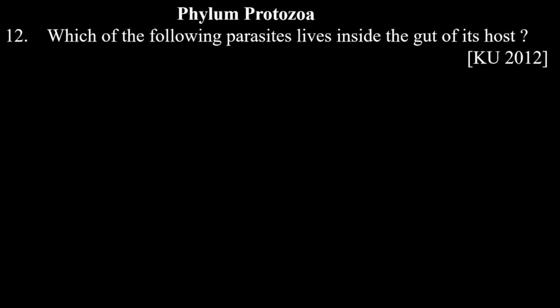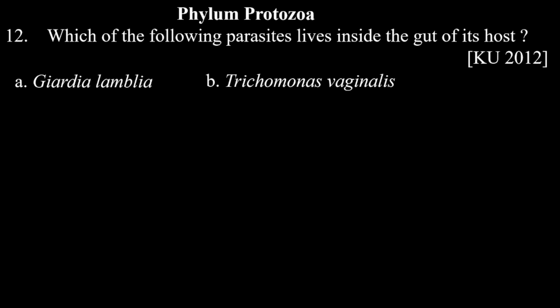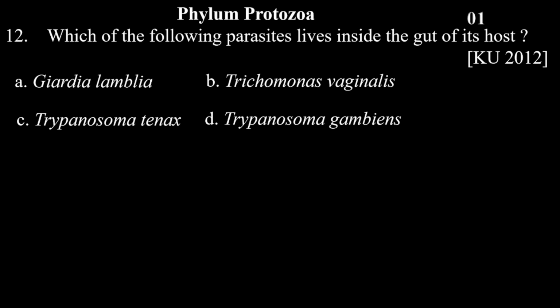Question number 12. Which of the following parasites lives inside the gut of its host? Your options are A. Giardia lamblia, B. Trichomonas vaginalis, C. Trypanosoma tenax, and D. Trypanosoma gambiense.